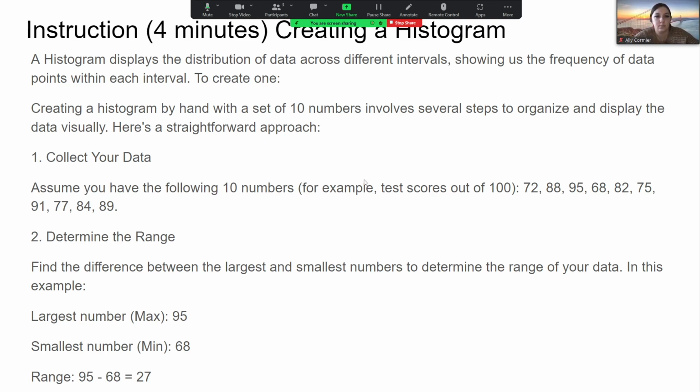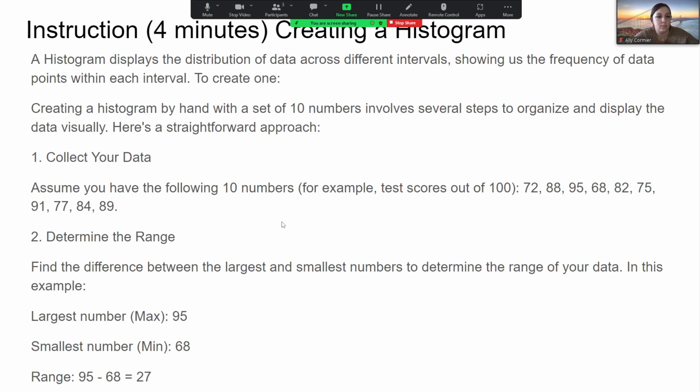First, you need to collect your data. We're going to be using student test scores. Okay. These test scores are out of 100. Okay. 100%, right? So our numbers are going to be 72, 88, 95, 68, 82, 75, 91, 77, 84, and 89. We're going to be taking these and turning them into a histogram.